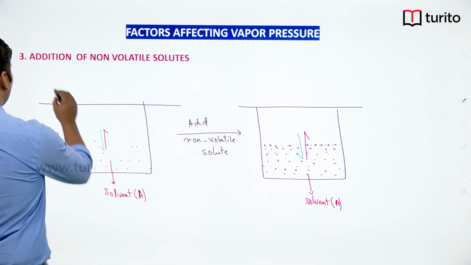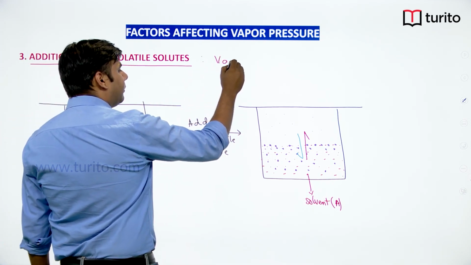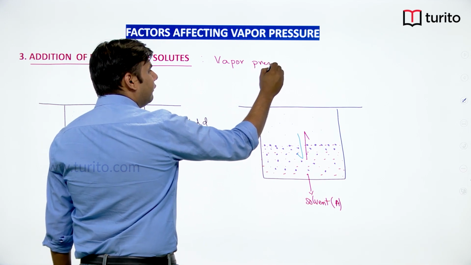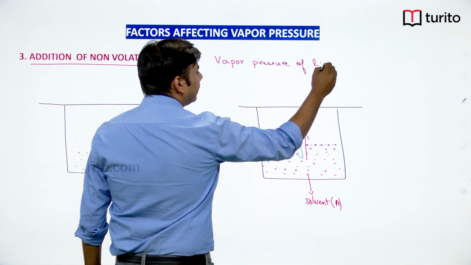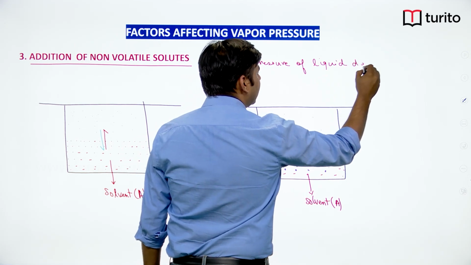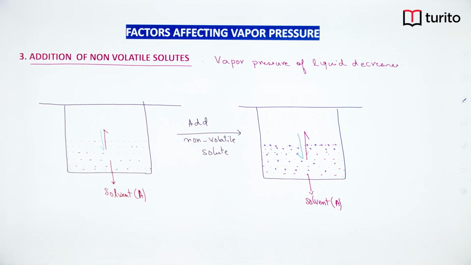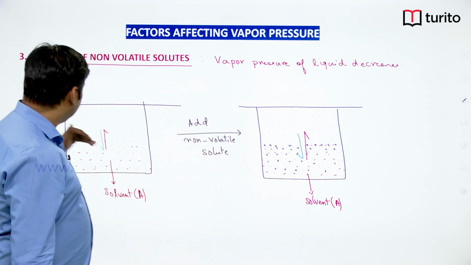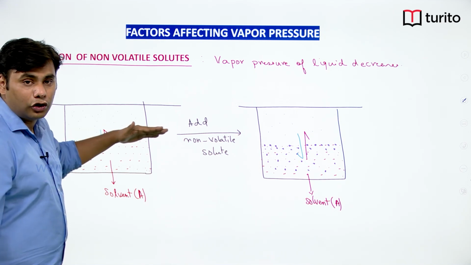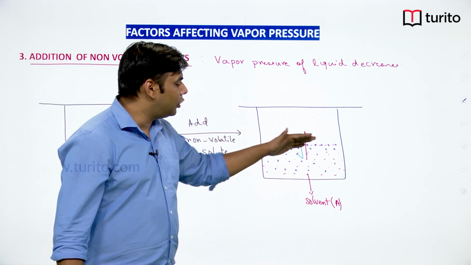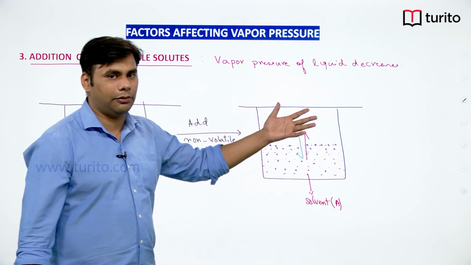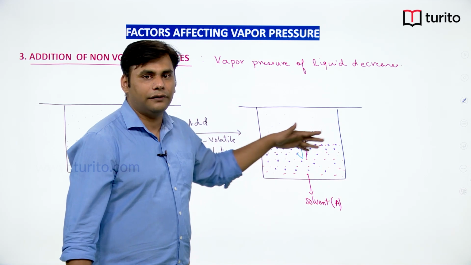So when we add non-volatile solute, we'll say that the vapor pressure of the solvent decreases. Okay, hope this is clear to you. So basically I am saying that when we are dissolving a non-volatile solute in a solvent, the non-volatile solute will get distributed in the solvent. So the non-volatile solute would also occupy the surface. Initially the surface was only occupied by the solvent molecules. Now it will also be occupied by the non-volatile solute which cannot escape out. So the area of the surface remains the same.